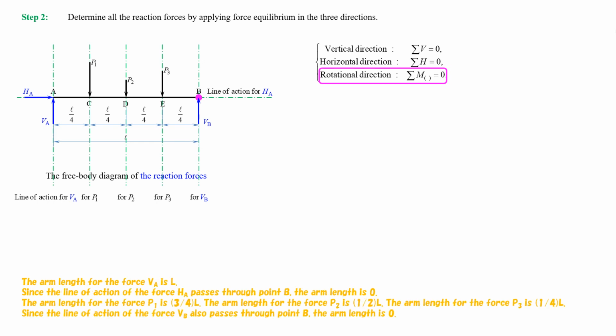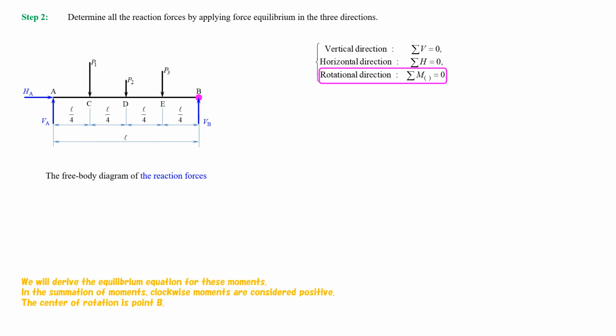The arm length for the force VA is L. Since the line of action of the force HA passes through point B, the arm length is 0. The arm length for the force P1 is 3/4 L. The arm length for the force P2 is 1/2 of L. The arm length of the force P3 is 1/4 of L. Since the line of action of the force VB also passes through point B, the arm length is 0. We will derive the equilibrium equation for these moments.